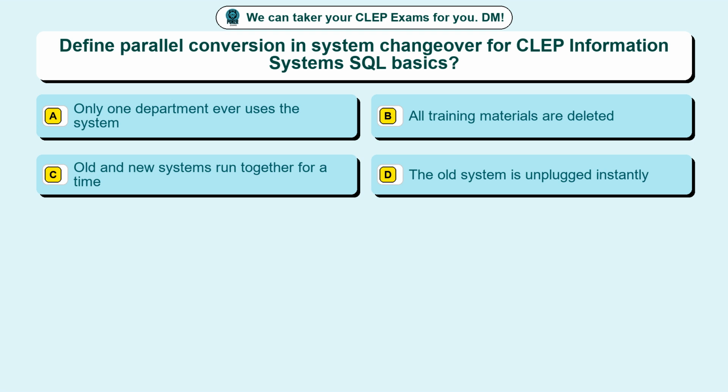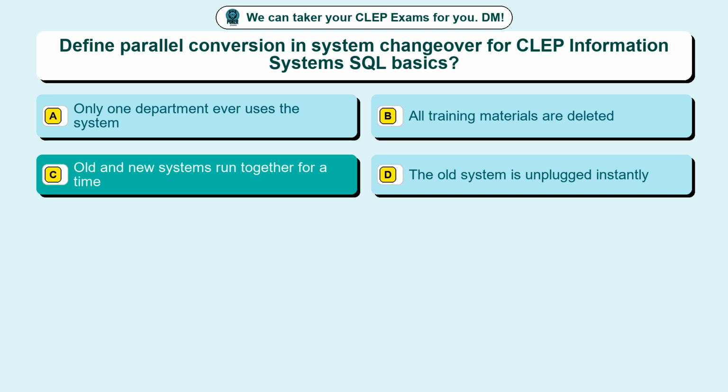Define parallel conversion and system changeover for CLEP Information Systems SQL Basics. Option A. Only one department ever uses the system. Option B. All training materials are deleted. Option C. Old and new systems run together for a time. Option D. The old system is unplugged instantly.